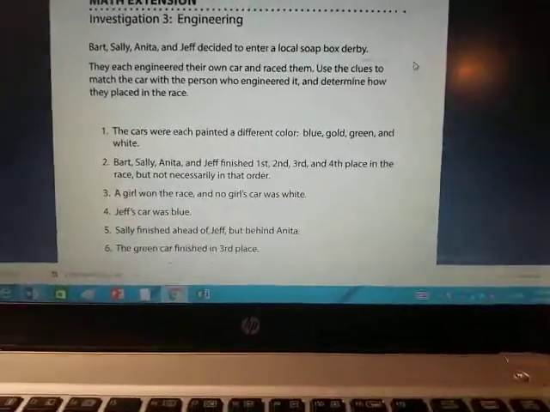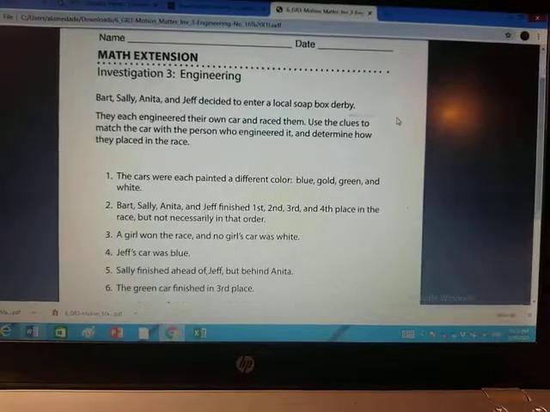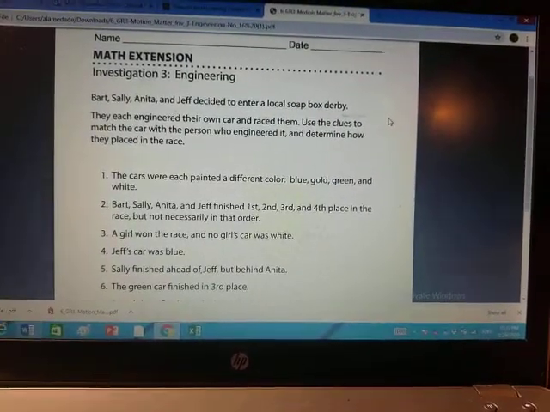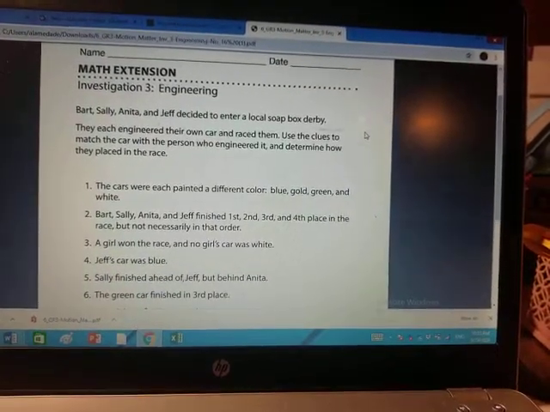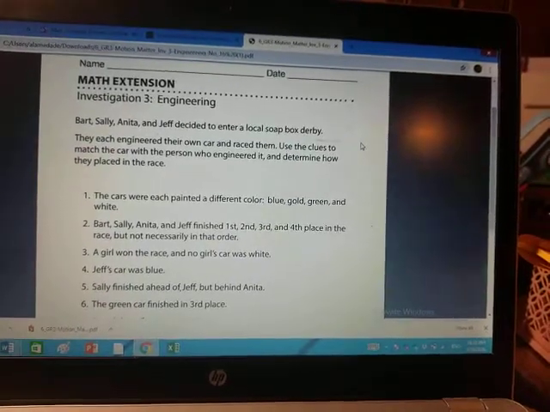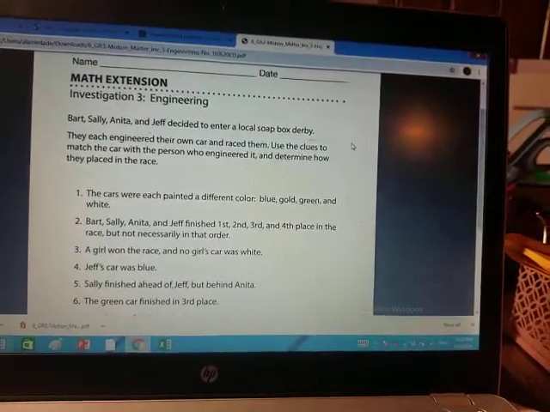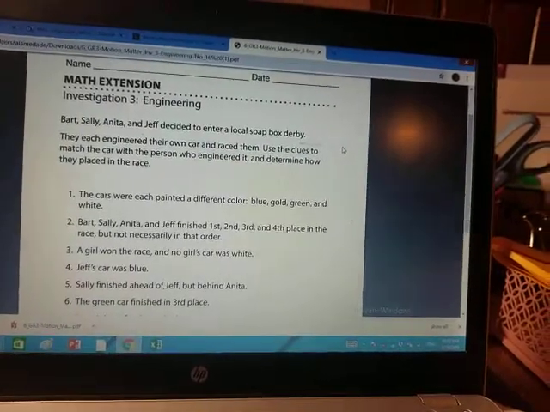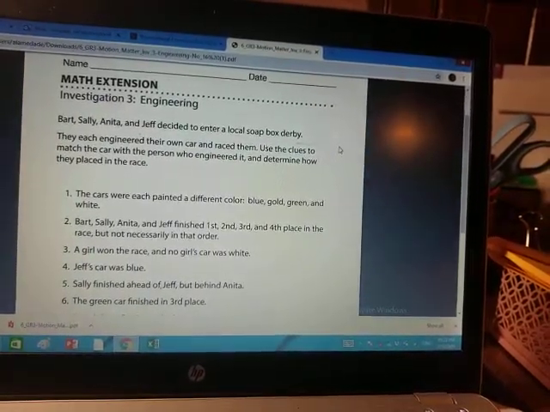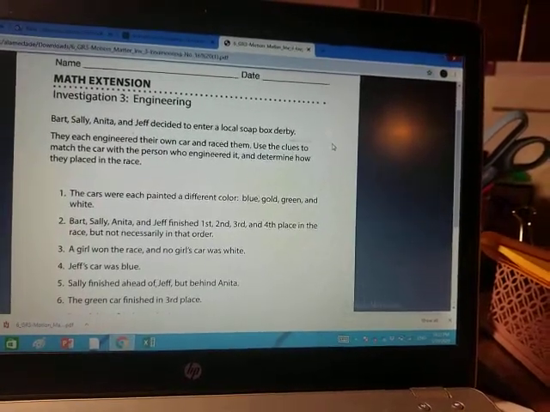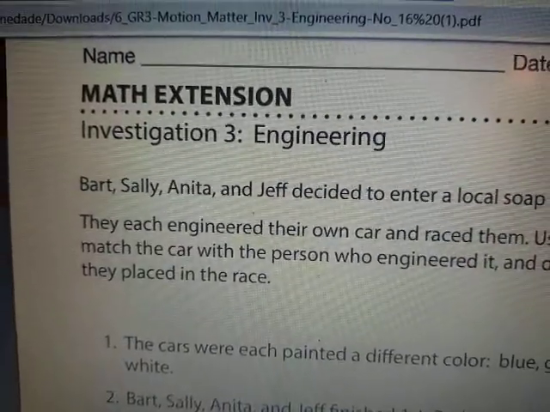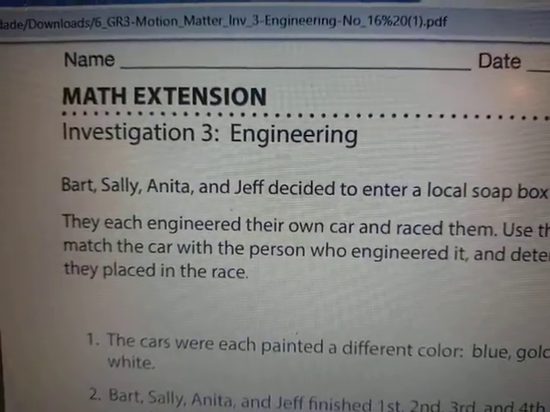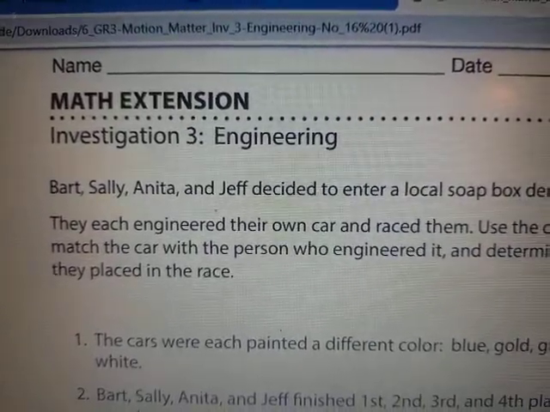So here we go. It says Bart, Sally, Anita, and Jeff decided to enter a local soapbox derby, a local car racing derby. They each engineered their own car. They each made their own car and they raced them. Use the clues to match the car with the person who engineered it. Then determine how they placed in the race, which means you need to tell me who came in first, second, third, fourth. Okay? You have 4 people: Bart, which is a boy, Sally, which is a girl, Anita, which is a girl, and Jeff, who is a boy.